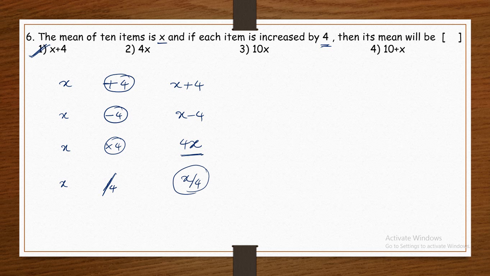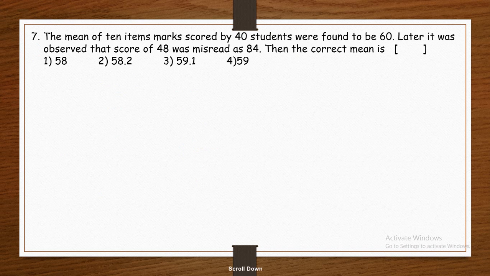Okay, next moving on to question number 7. The mean of marks scored by 40 students was found to be 60. So 40 students are there whose mean is 60. Later it was observed that a score of 48 was misread as 84. So actually it was 48, but it was misread as 84. So humans can make mistakes, right? Because of that mistake, what happened?